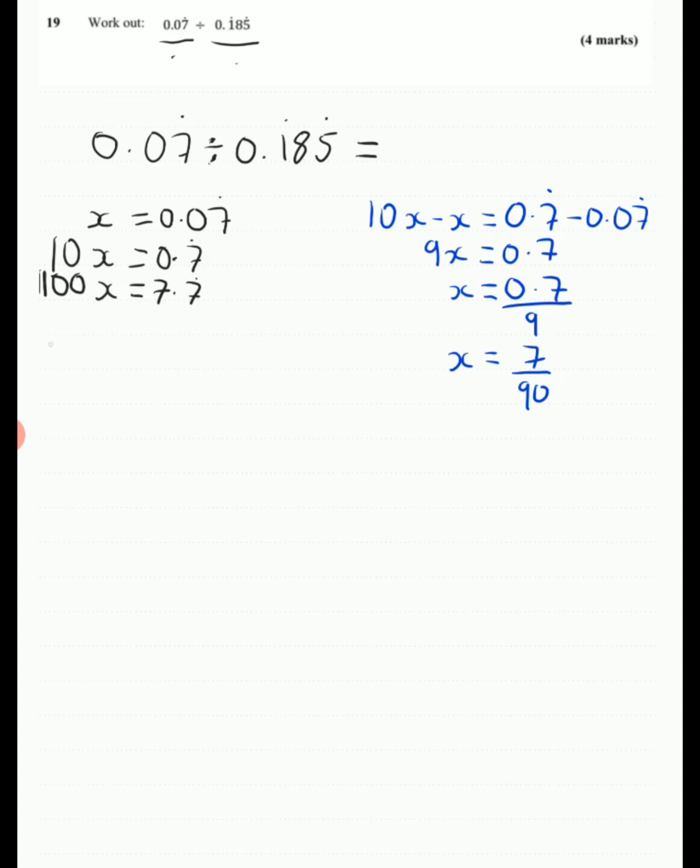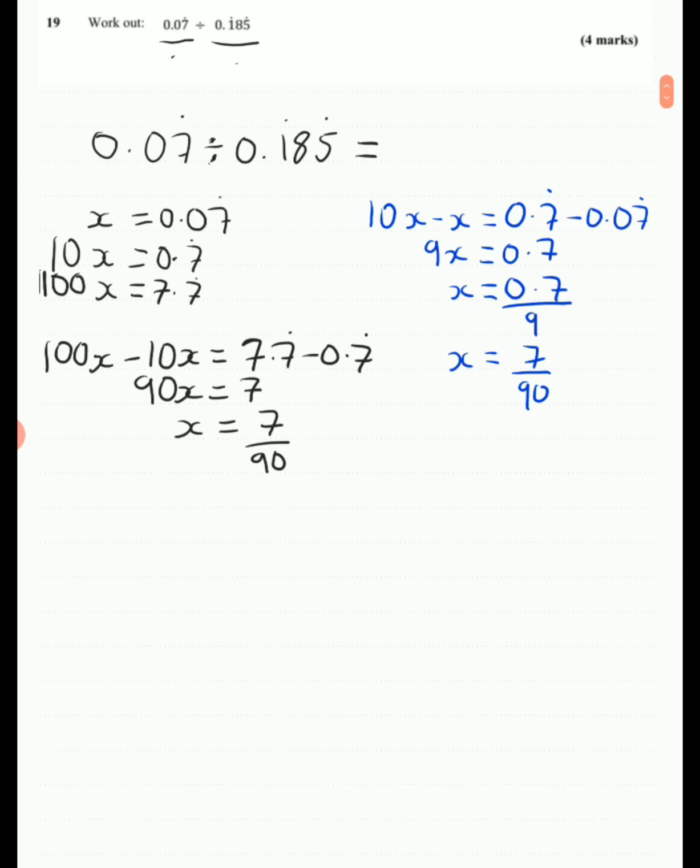So here I will do my 100x minus my 10x. And this way I'm left with 7.7 recurring minus 0.7 recurring. So the recurring aspects of these decimals will then cancel each other out. So we'll be left with 90x is equal to 7, no recurring, no decimal. I can divide both sides by 90.